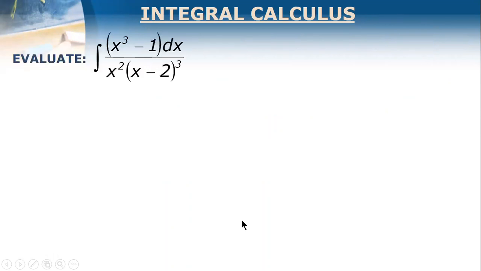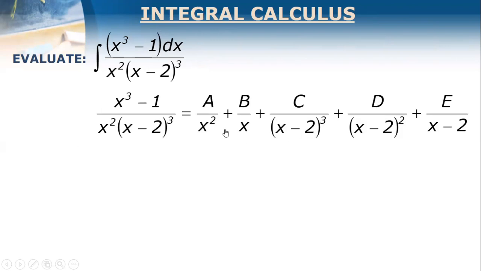Okay, so let's try this one. The integral of x cubed minus 1 all over x squared times x minus 2 cubed. Now, x is a linear factor, but it's repeated. x times x, linear. And also, x minus 2 is being repeated 3 times. So, we can express this one as a sum of partial fractions. This one.